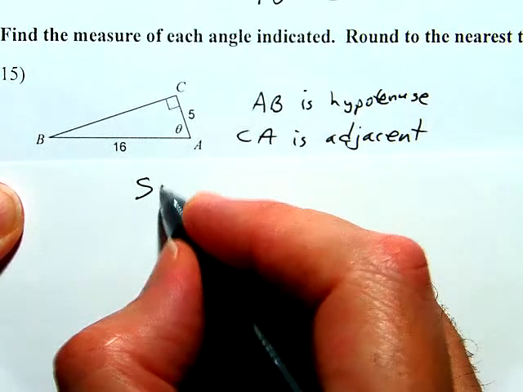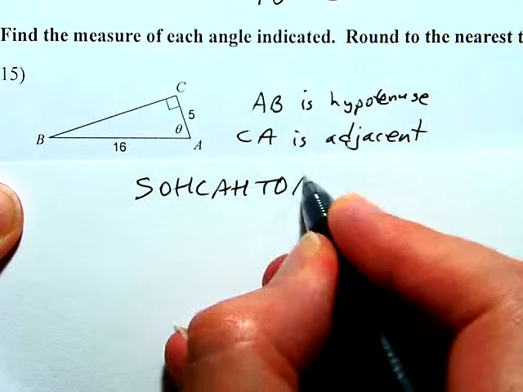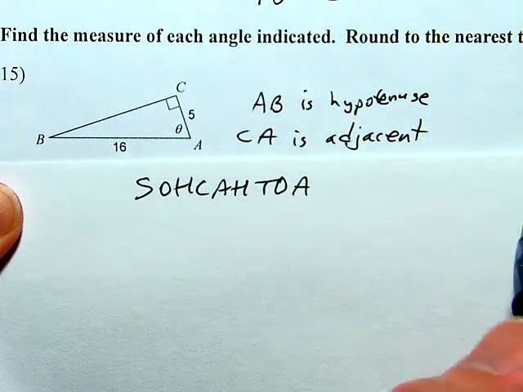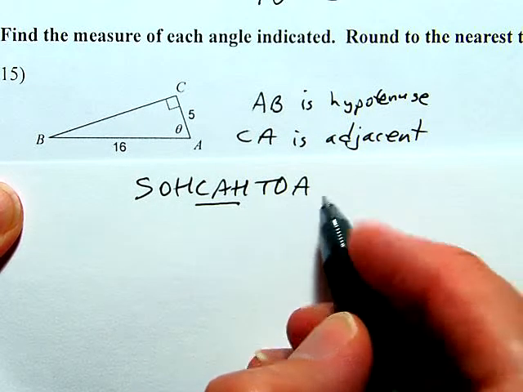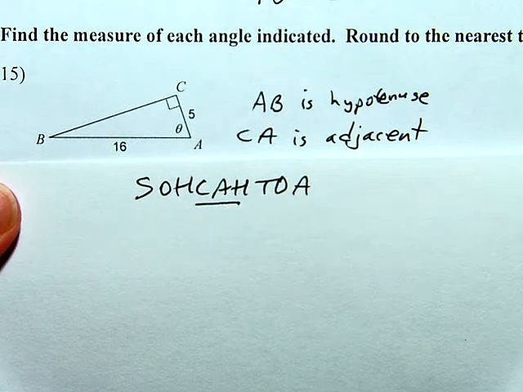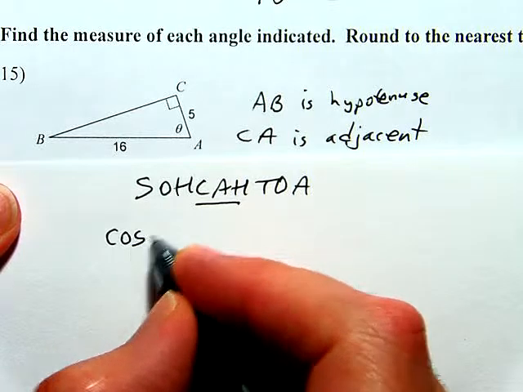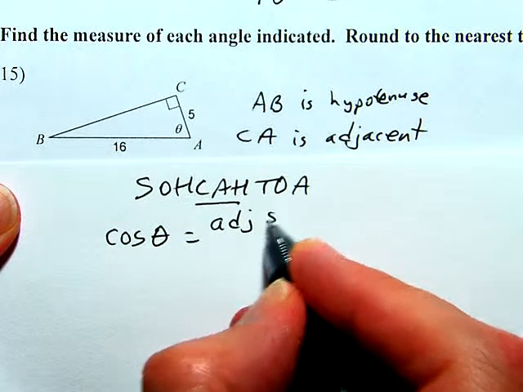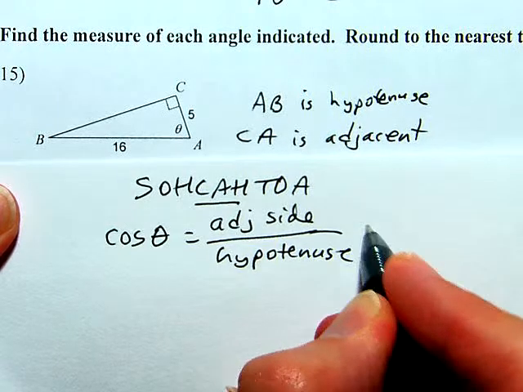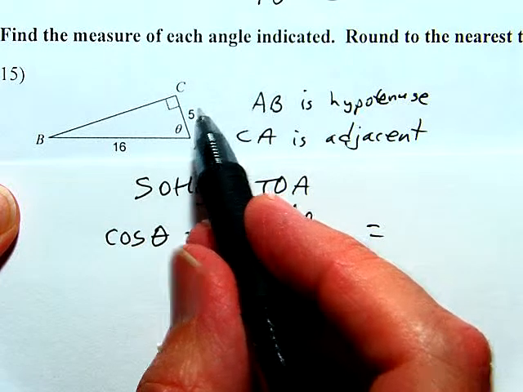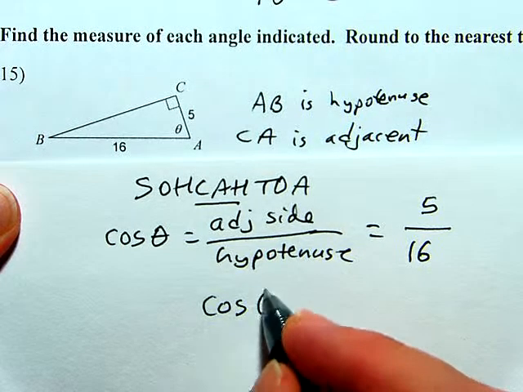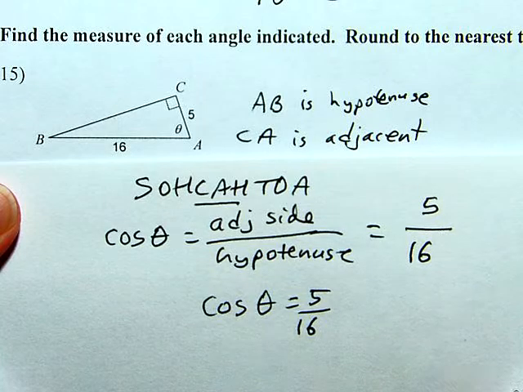Well, let's go back to SOHCAHTOA. What trigonometric function involves the hypotenuse and an adjacent side? That's right, cosine. That's the one that would be the easiest to use to calculate what theta is equal to here. Because the cosine of theta is equal to the adjacent side over the hypotenuse, which is 5 over 16. So the cosine of theta is 5/16, and we just need to figure out what theta is.